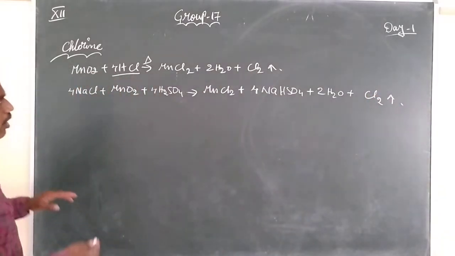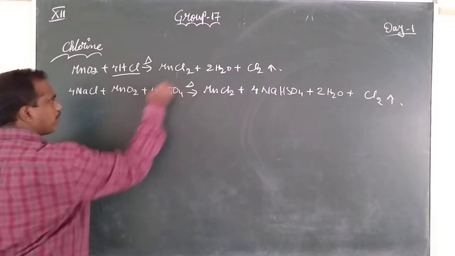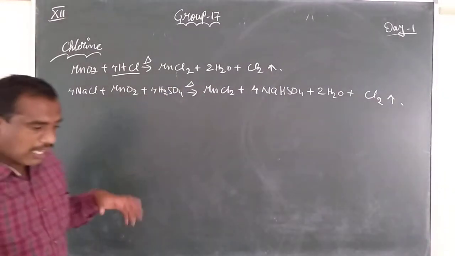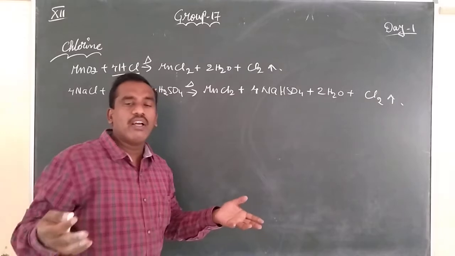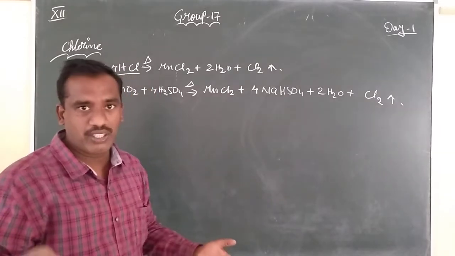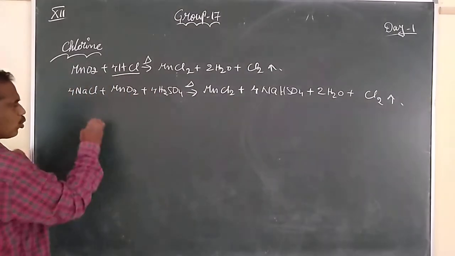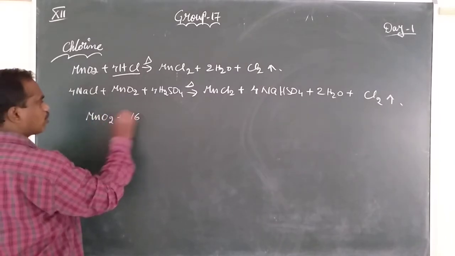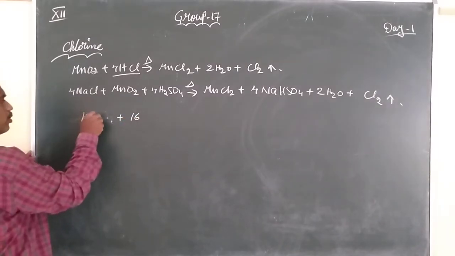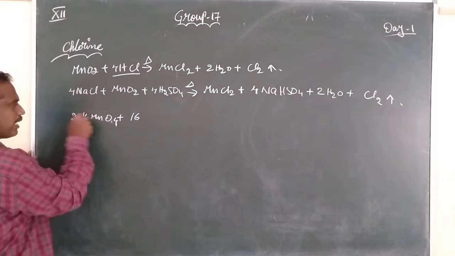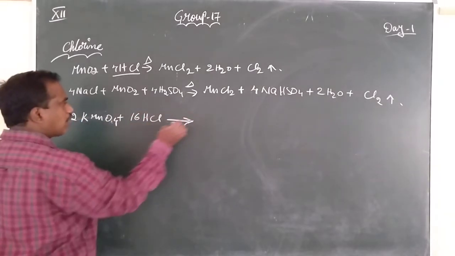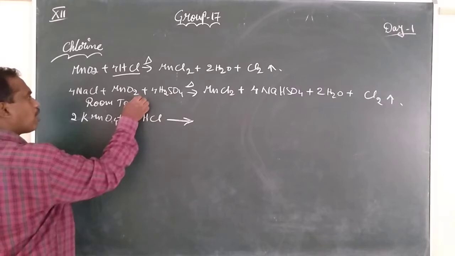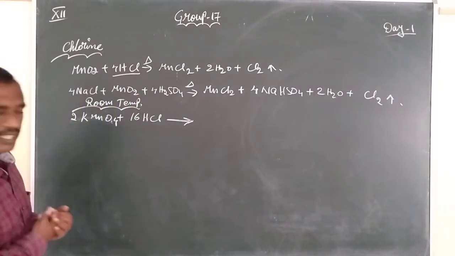In these two cases also, we must heat. But there is one question from NEET. How is chlorine gas prepared at room condition? At room condition, you will react manganese dioxide with 16 moles of HCl. What are you using, children? Potassium permanganate. You are reacting it with 16 moles of HCl. This is taking place at room temperature, meaning you are not heating anything.